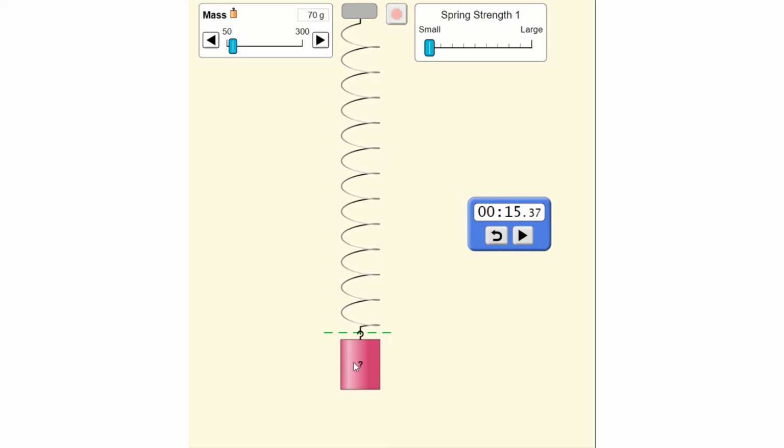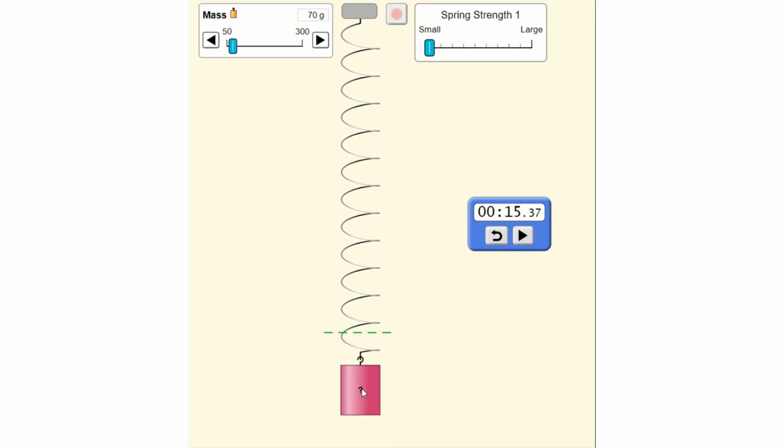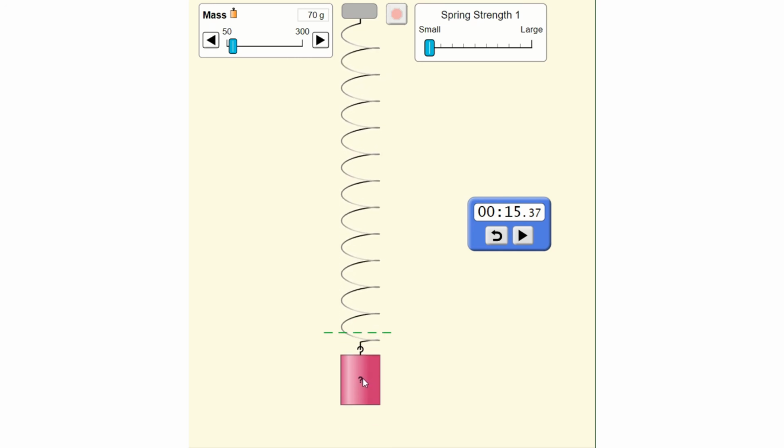Iso meaning same, and chronous meaning same. And it turns out we're going to study a very important group of oscillators, and they're called the simple harmonic oscillators. And they all share a number of properties in common, one of them being that the amplitude of the oscillation does not affect the time period of the oscillation. And the thing they all have in common, which is why it's easiest to teach this from a spring, is the restoring force is proportional to the displacement.